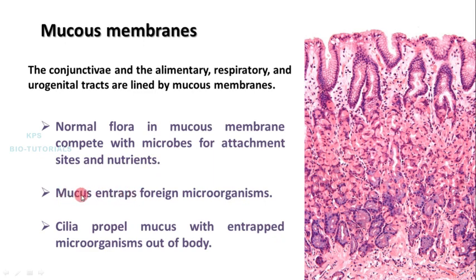in the mucous membrane, or mucus secreted by the mucous membrane, entraps foreign microorganisms. This mucus is a viscous compound and it can entrap foreign microorganisms, and these entrapped microorganisms are propelled with the help of cilia in the mucous membrane. So the cilia propel mucus with entrapped microorganisms out of the body.